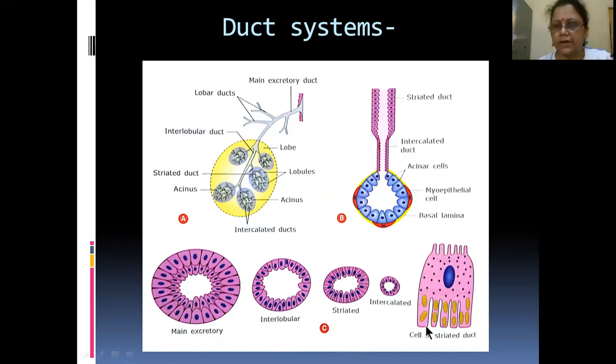This is one diagram to show you the basal striations of the striated duct. These basal striations are nothing but plasma infoldings from the basal side. When it is from the apical side, it is called villi or microvilli. If it is basal, then it is basal infoldings, and in between the infoldings there will be mitochondria. Mitochondria are the powerhouse of the cell, as you know.